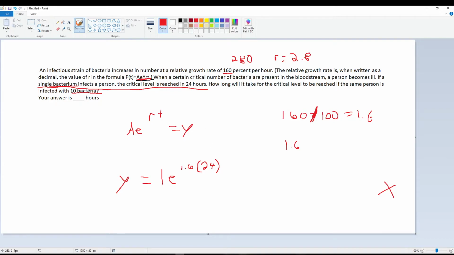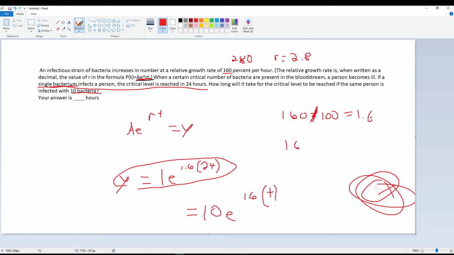We have to do the second part of the equation. The second part is how long it will take 10 bacteria to get to that level. So we're going to start with 10. e is a constant, and our rate is still 1.6, except it's with 10 this time. We don't know how long it's going to take to hit that critical level, so we're just going to put in t. Then we set this equal to the value from the first equation, which came out to be x, that really long number.